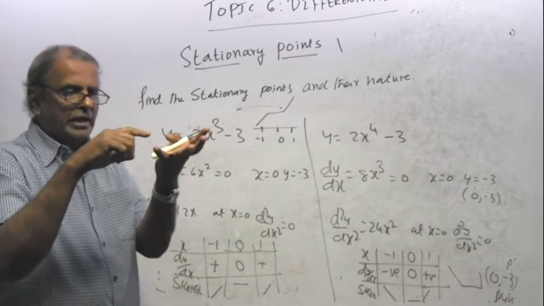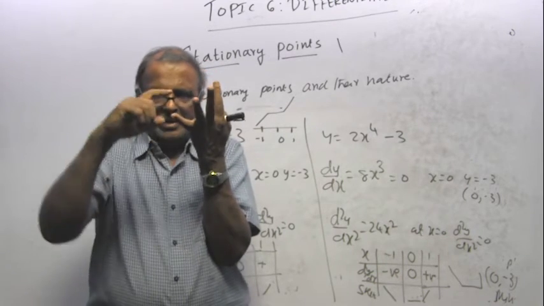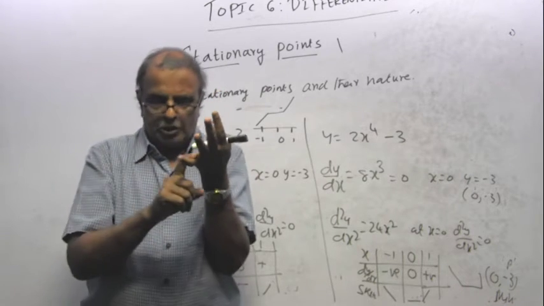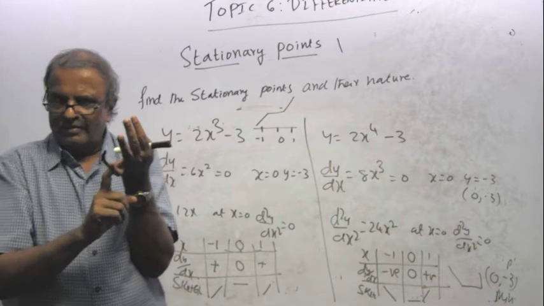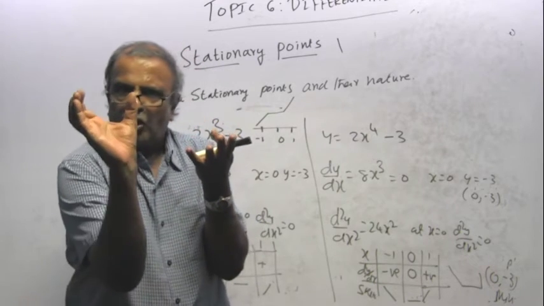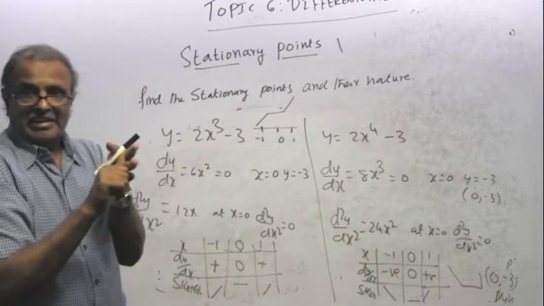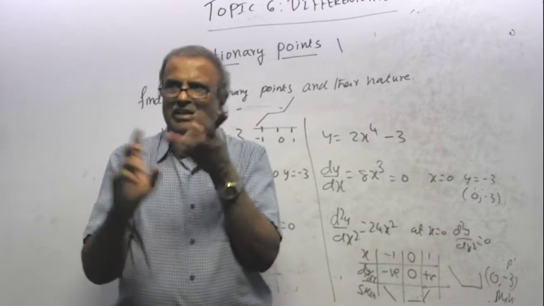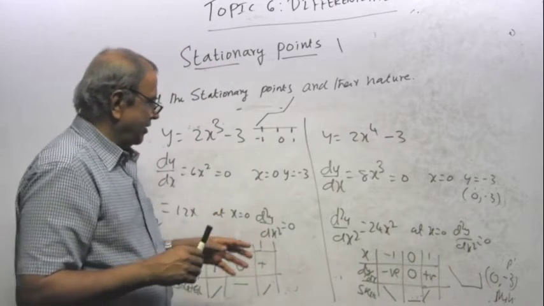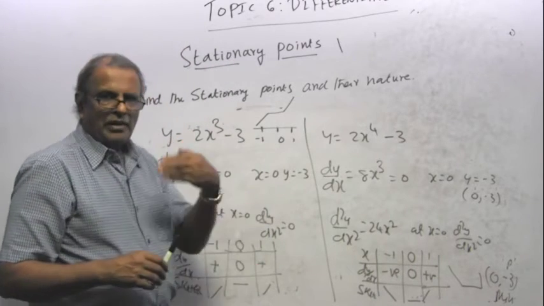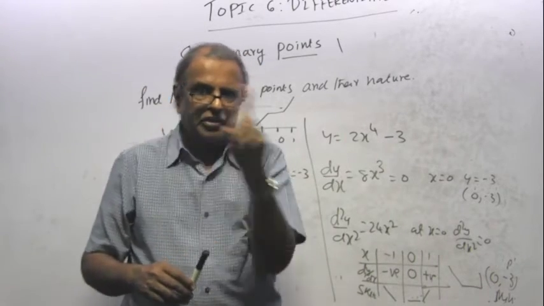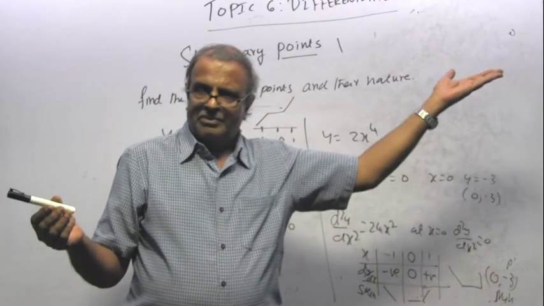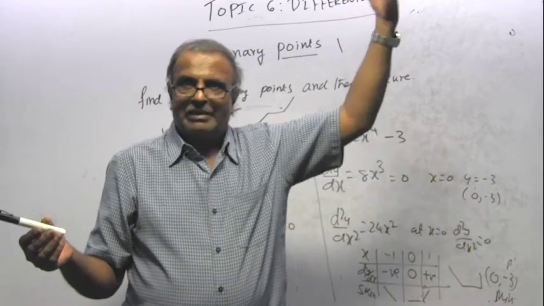So, to recollect, to find stationary points, find dy by dx and equate it to 0. Number 2, find x, and find the corresponding value of y, so you get the coordinates of the point, unless they say find the x coordinate only. Next, you do the second derivative, because that's the easiest way. Put in the value of x you got. Don't equate the second derivative to 0. If you equate it, you are going somewhere else, to a point of inflection.